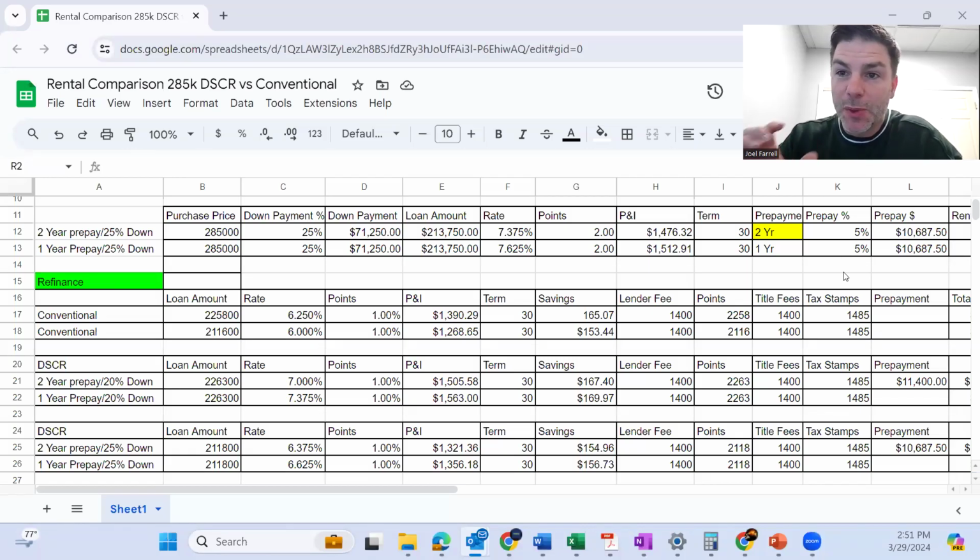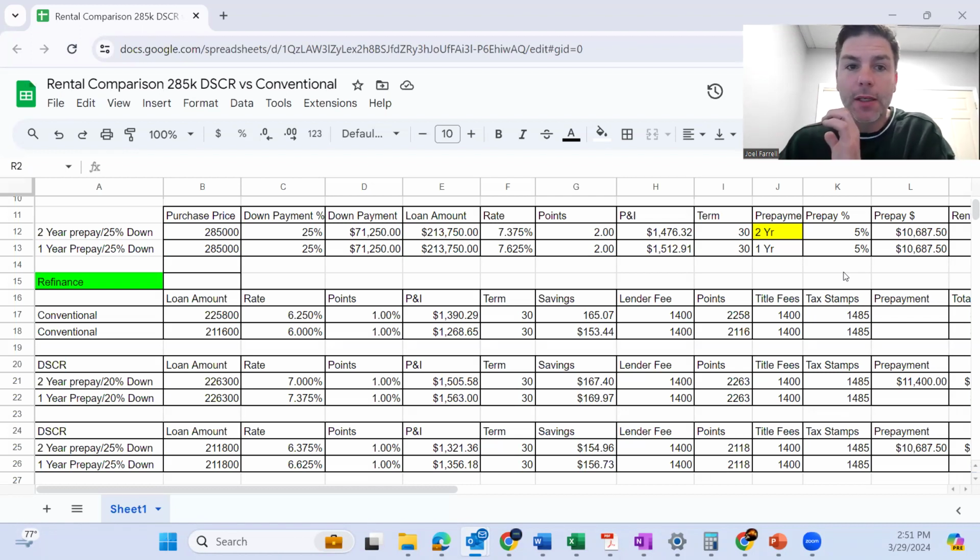We're going to look at the difference between a DSCR loan and a conventional loan for a rental property in this environment where rates are higher than they were a couple of years back, and looking at this with even a year or two time horizon to see if rates go down and what impact that has in terms of which loan you do today.